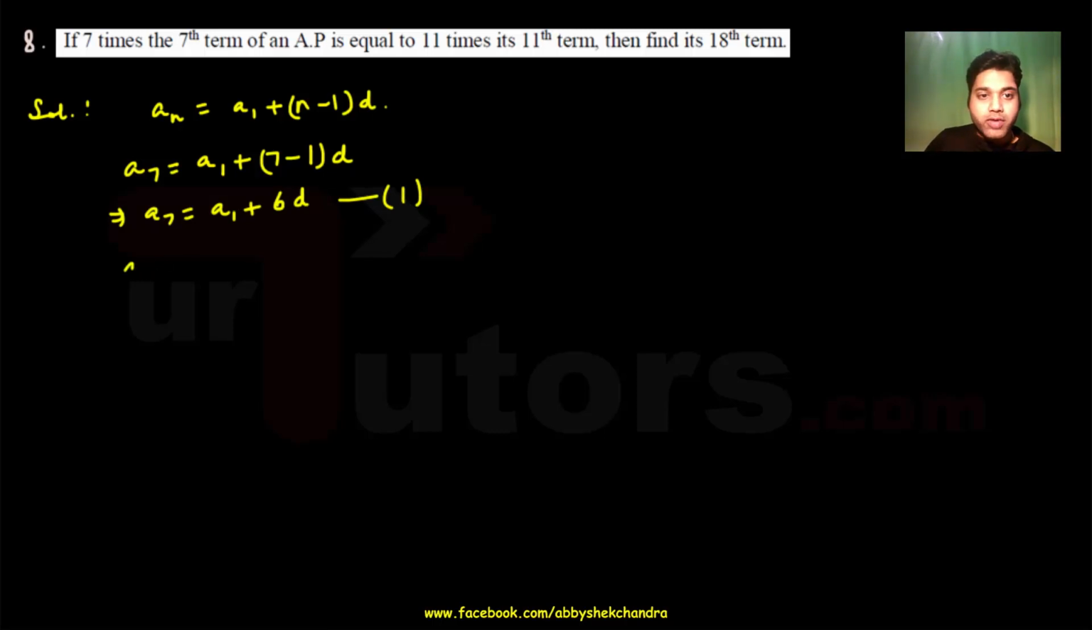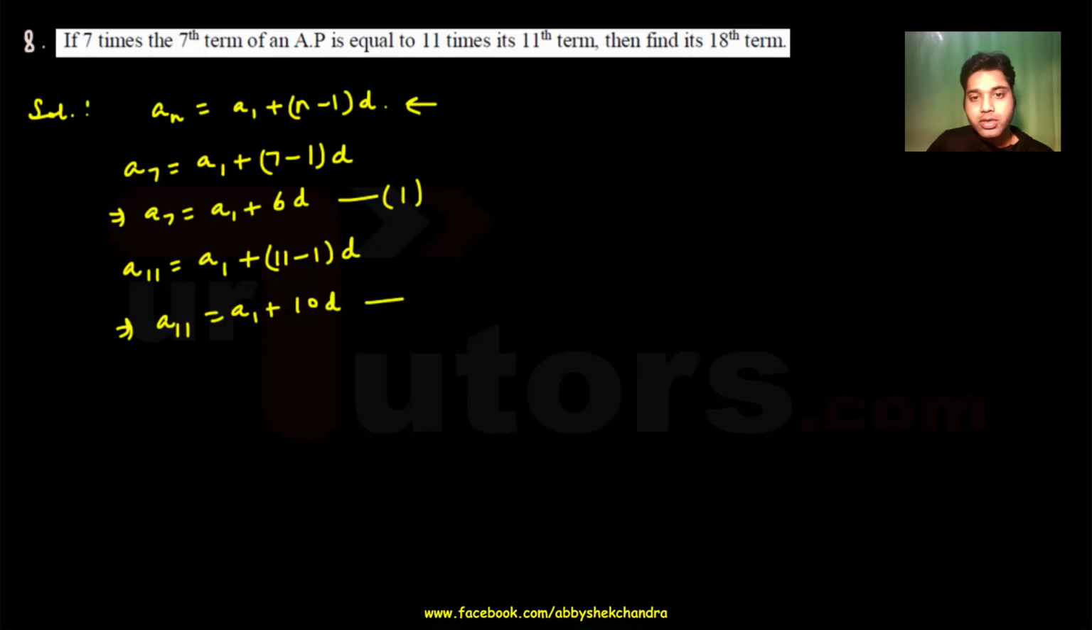Okay, now we'll find the 11th term. a11 will be equal to what? We'll put n equal to 11 here, right? So a1 plus (11 minus 1) into d, which means a11 equals a1 plus 10d. Let's call it 2. Now what is given from the question?